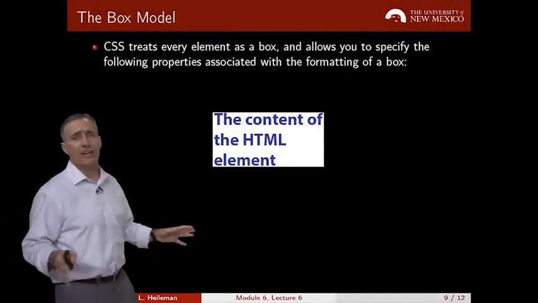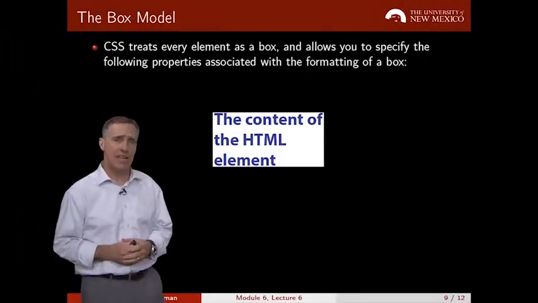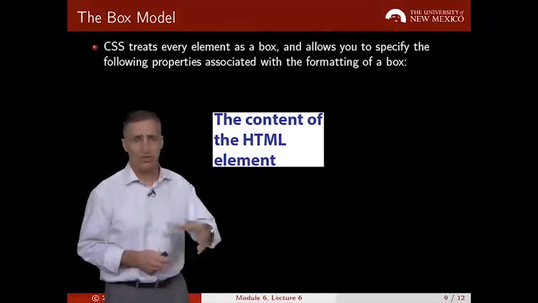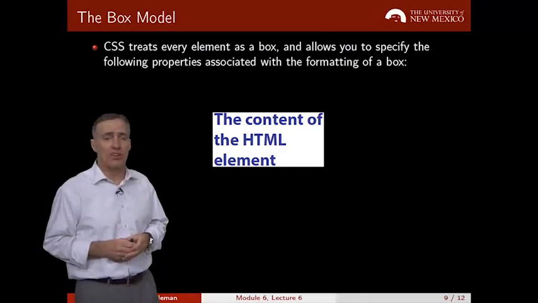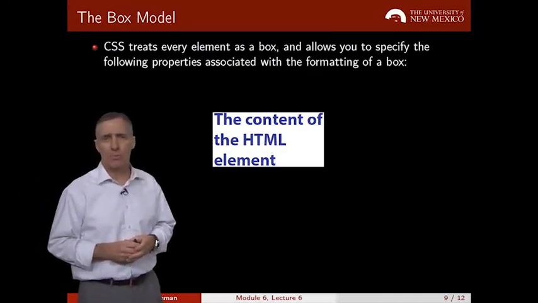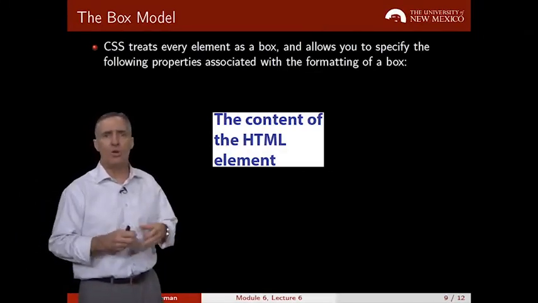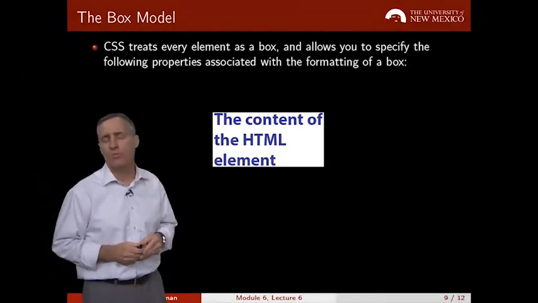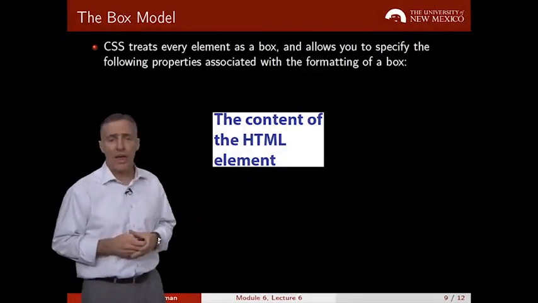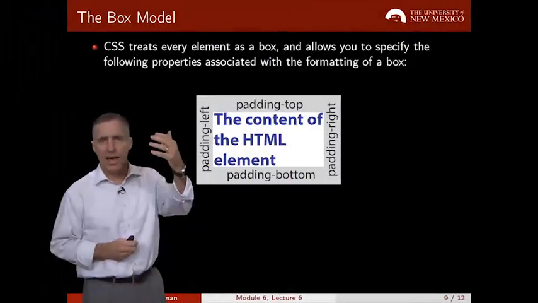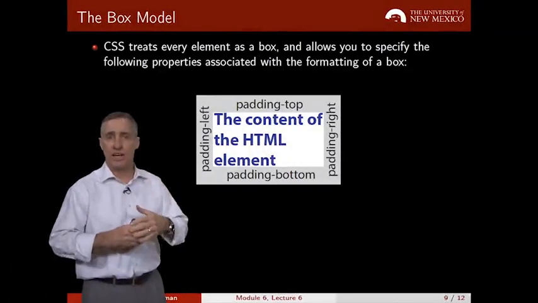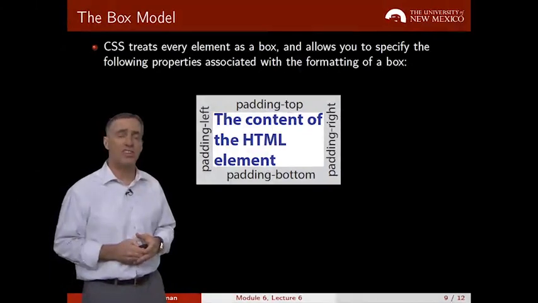Now it's important to recognize that CSS treats every HTML element as a box. So this white box here, let's assume that's the content of a particular HTML element. For example, it could be the H1 header, and this would be the actual value that's printed for that header. Around that element, you can place padding. And here you can specify padding top, bottom, left, or right. And you specify this as a CSS rule.